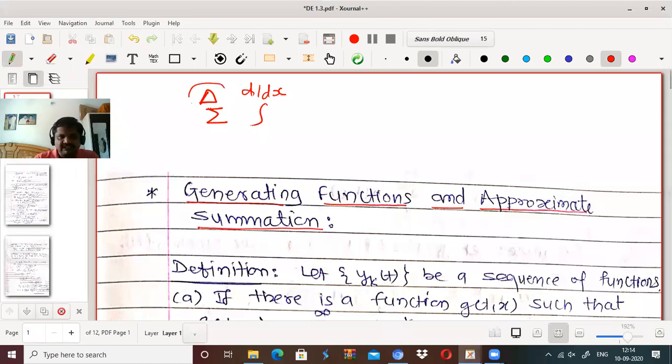Only, for this delta we don't want the function to be continuous, but for the derivative it should be continuous. For summation it is not necessary for the function to be continuous, as well as for the integral.